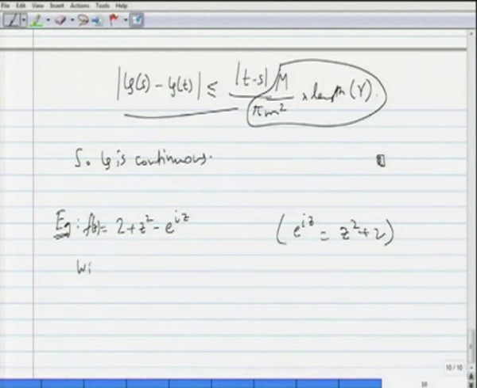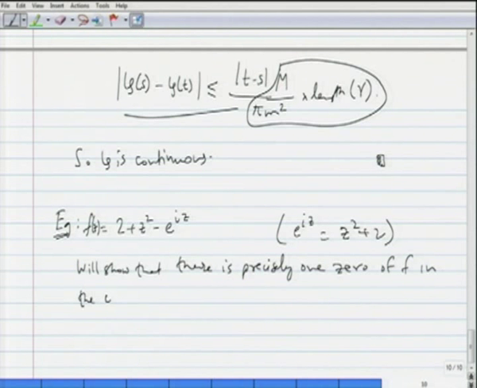Okay. So, in the upper half plane we will show that there is precisely one zero. Okay. We will show that there is precisely one solution, or I will say one zero of f in the upper half plane. Okay. So, how do we do that?